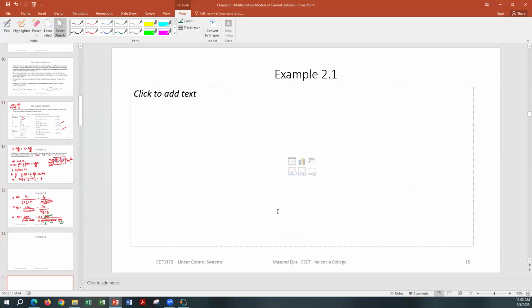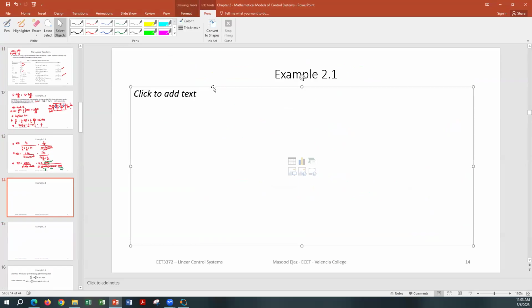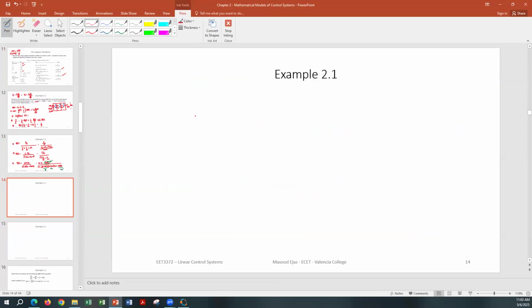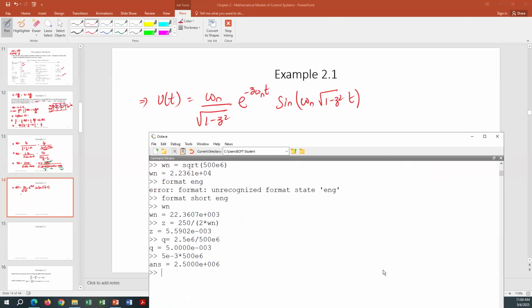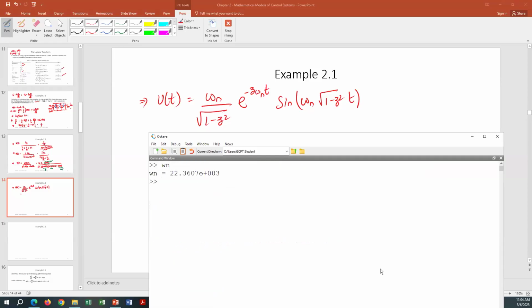So if we go back and write this down, Vt is equal to omega n over 1 minus zeta square, e to the power negative zeta omega n t, sine omega n 1 minus zeta square times t. And let's go ahead and calculate the numbers. So my omega n is 22.36, my zeta is 0.05, and these are the two quantities I need.